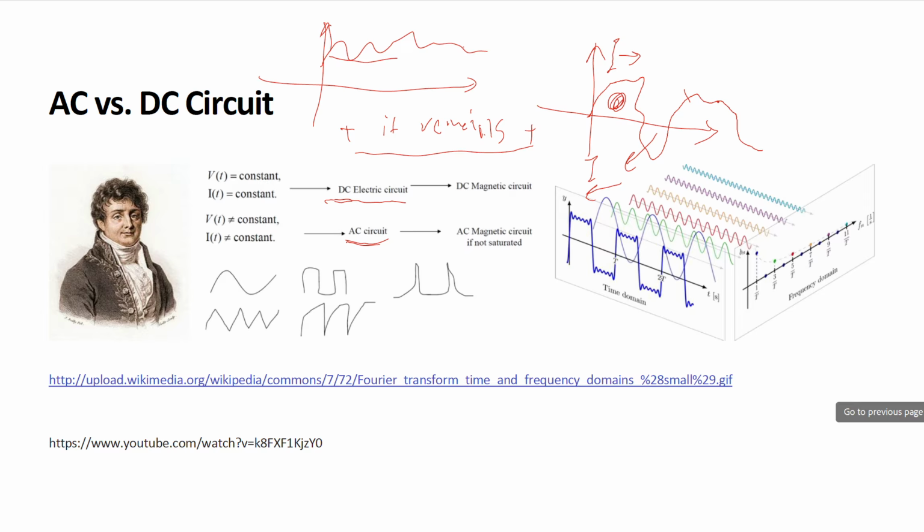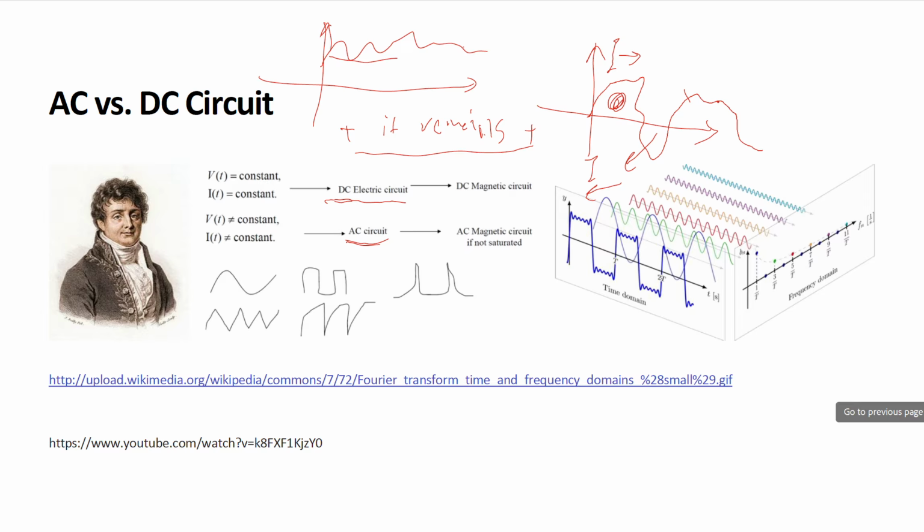Now, if you remember from circuit analysis, when we talked about AC circuits, we only talked about sinusoidal functions. But how is that? As I mentioned, we can have any arbitrary signal as our voltage or current, as long as it crosses the zero line. So we have a positive portion of the cycle and a negative portion of the cycle. Then we have alternating current.